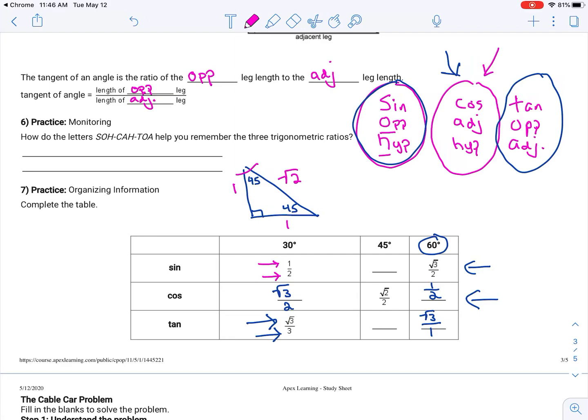So the sine of 45, what's opposite one of the 45-degree angles? The number 1 over the hypotenuse, which is the square root of 2. Hopefully you notice that we can't have the square root in the denominator, so we multiply it out. And that equals the square root of 2 over 2, because the square root of 2 times the square root of 2 is just 2.